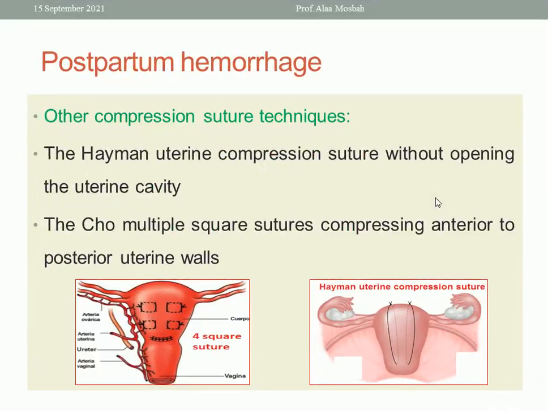But another way is to do something like B-Lynch suture but without incision in the uterus, called Hayman uterine compression suture, as in this picture, without incision in the uterus, as following a vaginal delivery, where you open the abdomen, do laparotomy, and do Hayman uterine compression suture. The idea is to compress the uterus and to compress the sinuses which bleed at the placental bed. Multiple square sutures, as in this picture, can control bleeding also.